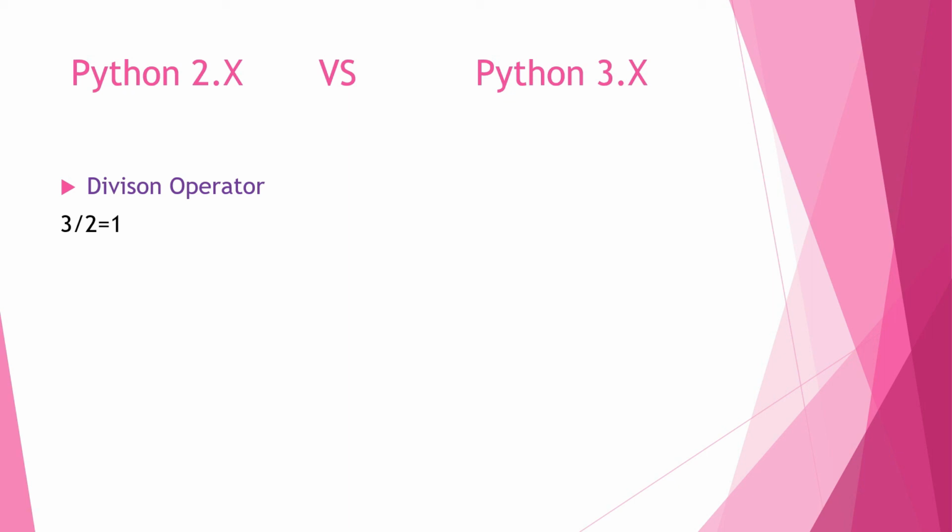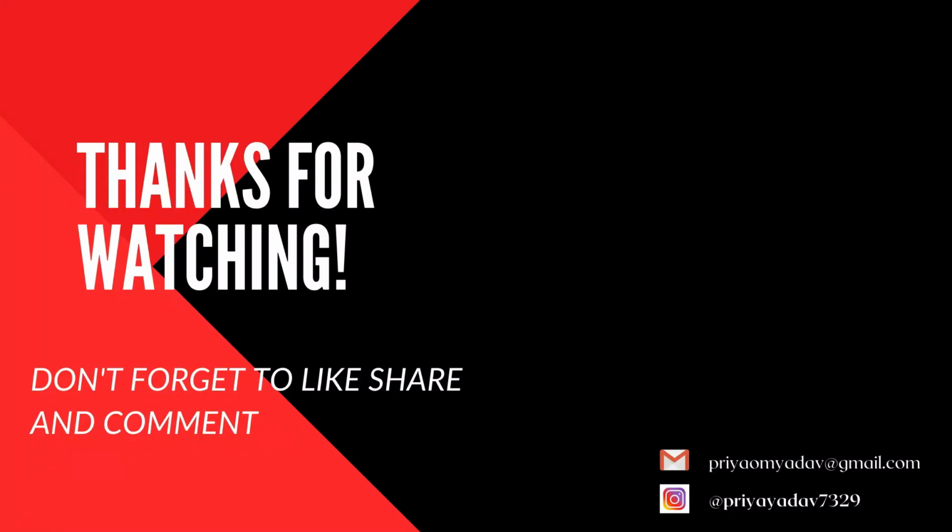If one of the denominator or numerator is a floating number or real, then we will get a floating or real result. Like 3 divided by 2.0 is equal to 1.5. If both the numerator and denominator are floating point, we will get the output as 1.5. But in Python 3, we will get 1.5 when we divide 3 by 2.